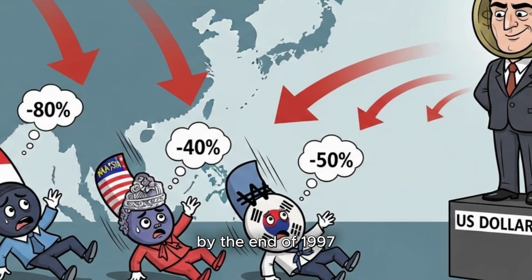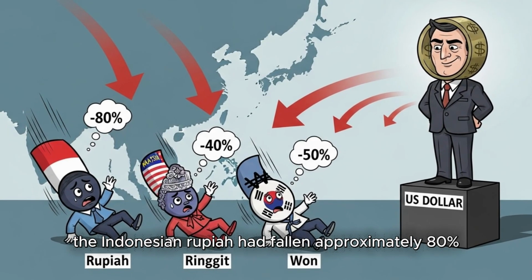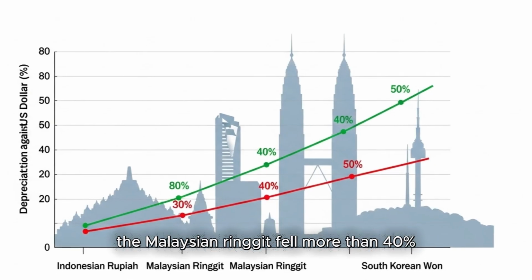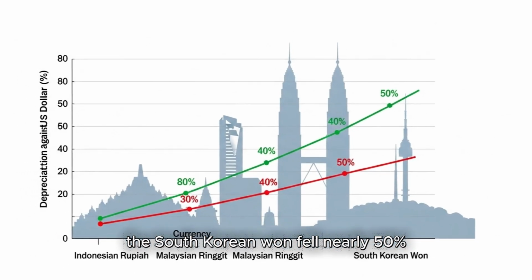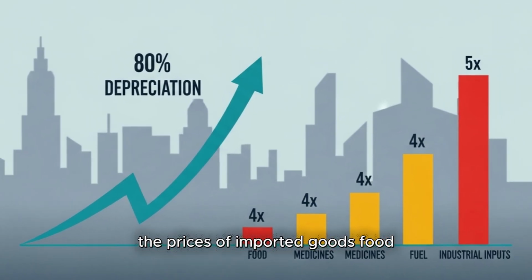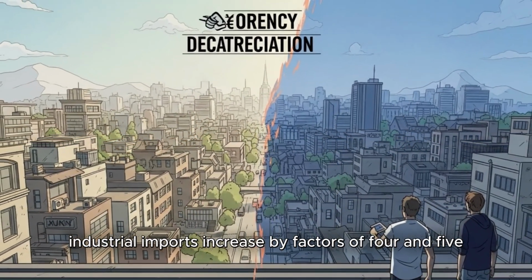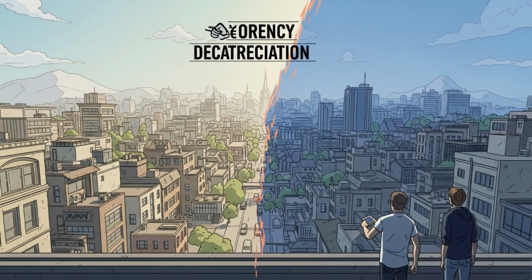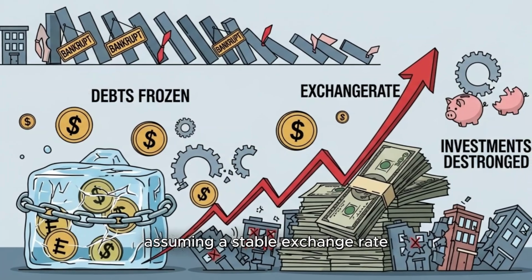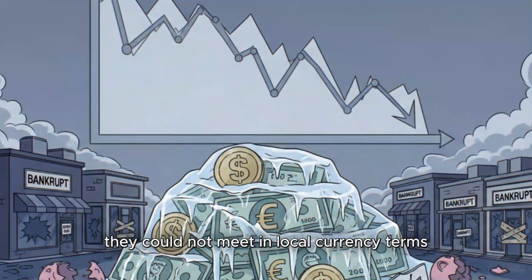By the end of 1997, the Indonesian rupiah had fallen approximately 80% against the US dollar. The Malaysian ringgit fell more than 40%. The South Korean won fell nearly 50%. When a currency falls 80%, the prices of imported goods, food, medicine, fuel, industrial inputs, increase by factors of 4 and 5. Companies that had taken on dollar-denominated debt, assuming a stable exchange rate, suddenly faced repayment obligations they could not meet in local currency terms.